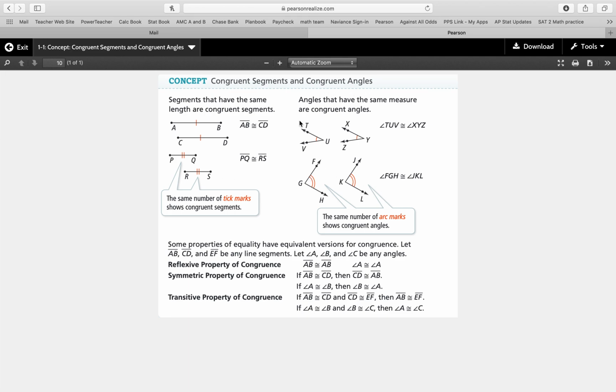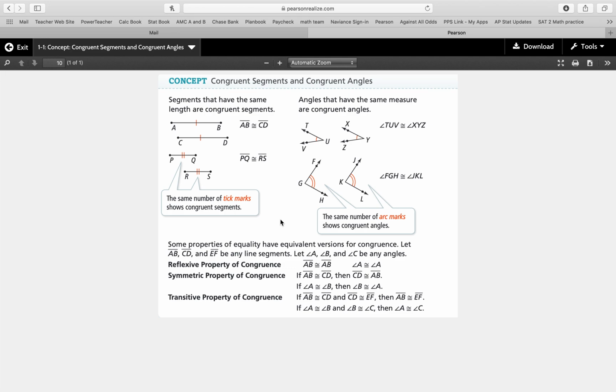You can do the same thing for angles. So here's angle TUV and angle XYZ, and these two angles are congruent because they have the same amount of tick marks, 1 tick mark each, or 2 tick marks each. Therefore, they are congruent angles. So we can have congruent line segments, we can have congruent angles. Congruent means they are the same measurement. Sometimes we'll know the measurement, sometimes we won't. Okay? There are some properties of equality that have equivalent versions for congruence.